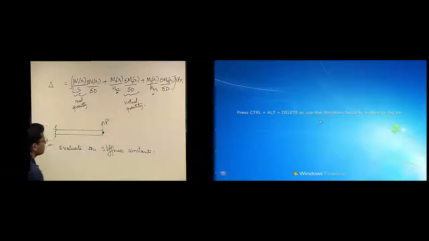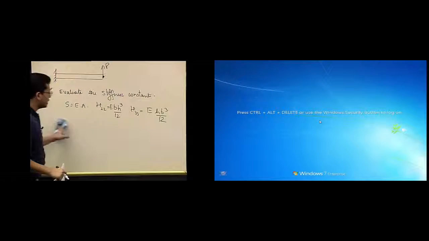So the first step is to evaluate the stiffness constants. So let's say it's a rectangular beam with width B and height H. So those constants would be very simple to evaluate. S will be just E times area, H22 will be E times BH cube over 12, and H33 will be E times HB cube over 12. Right? So if you have a different cross section which is not symmetric, you would have to evaluate these constants, and also you'll have H23 in the expression.